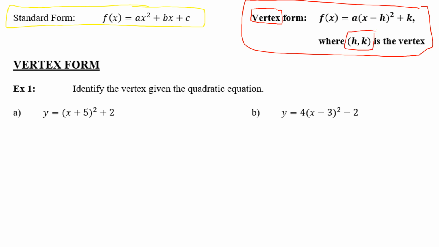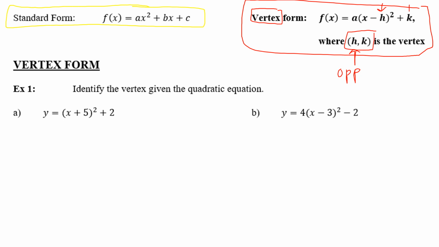Now, you'll notice that h is inside the parentheses. The formula says minus h. So we're going to take the opposite of whatever h we see inside the parentheses. So if inside the parentheses it says x minus 5, then h is going to be positive 5. If it says inside the parentheses x plus 7, h is going to be a minus 7.